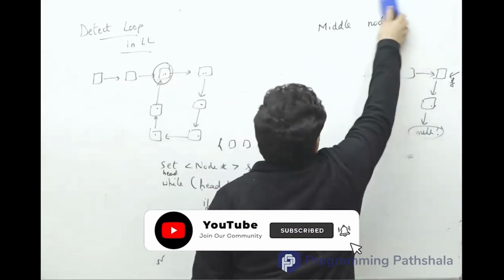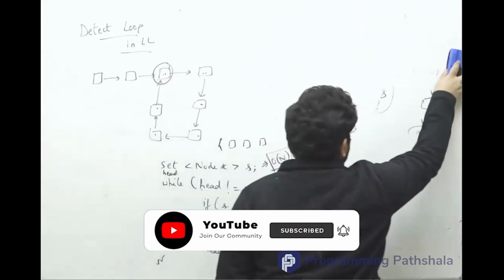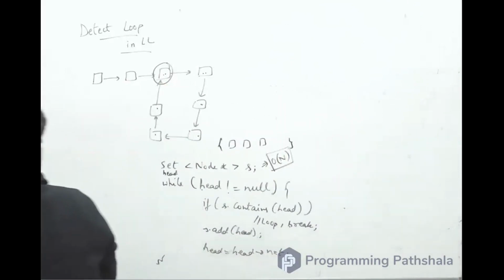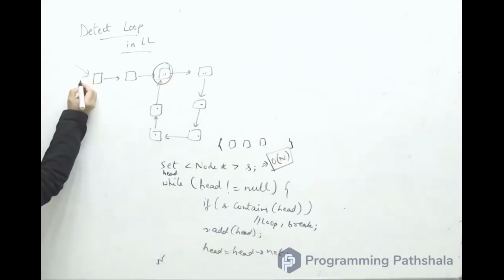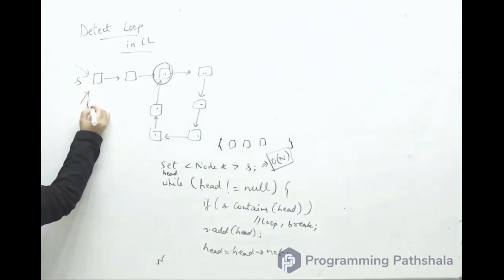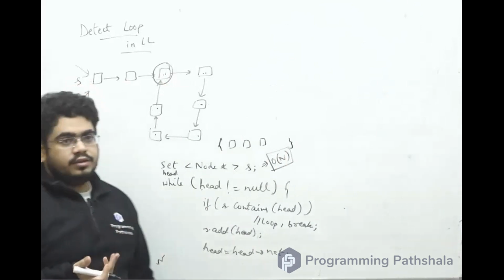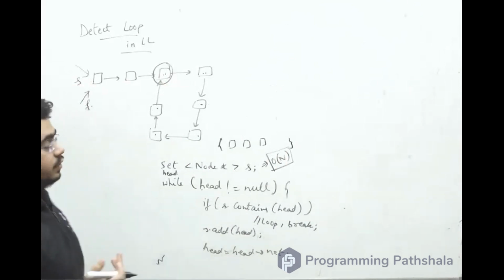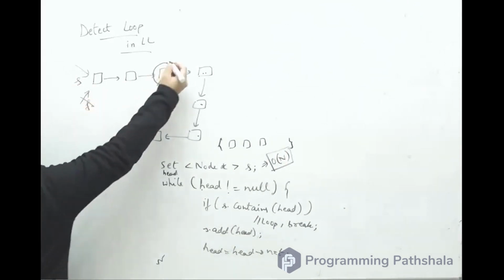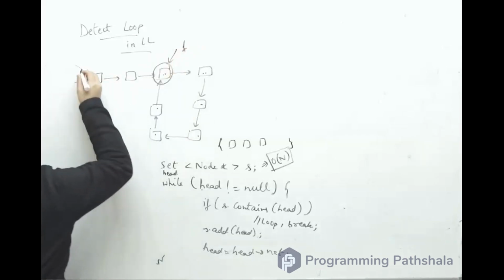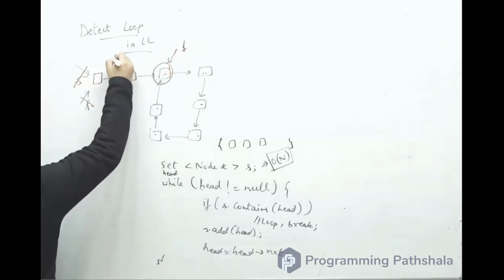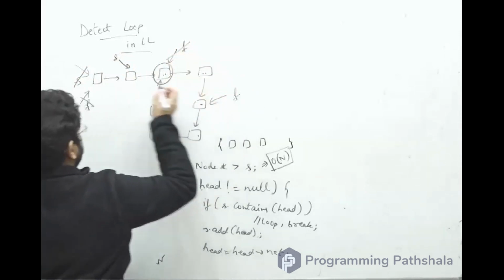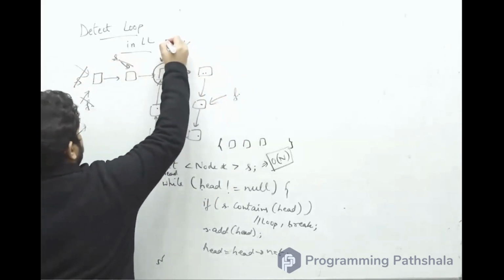So again, we use the slow and fast pointer approach, and let's see how. Let's say I start two pointers here, slow and fast. We'll do our general thing: fast should move 2 times, slow should move once. So if fast moves 2 times, it reaches here. Slow moves once, it reaches here. Then fast moves twice, it reaches here. Slow moves once, it reaches here.